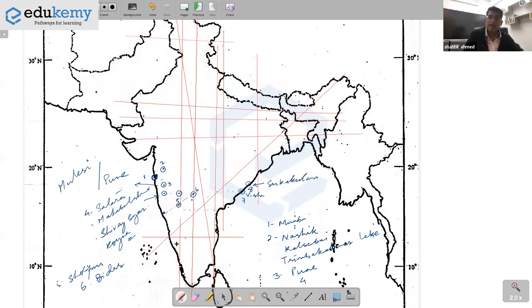Lonar Lake, yes. Buldana district. So you need these places. So what I need to mark is what I am giving you. You need to know where is Pune, where is Solapur, where is Bijapur. And do you know where is Raichur? Bijapur, and where is Raichur?